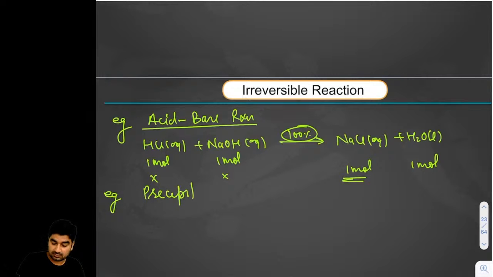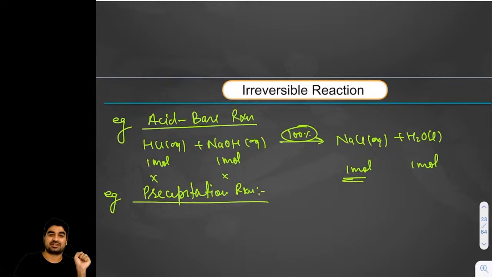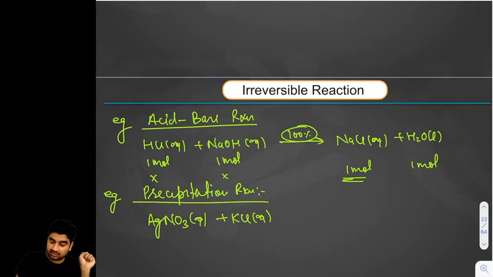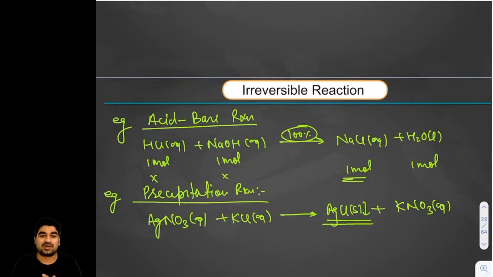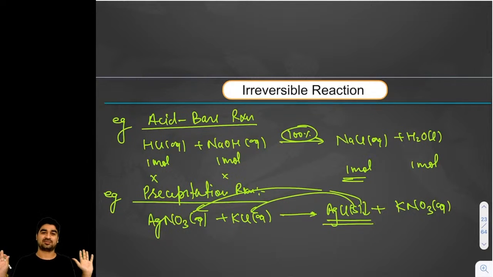Similarly, we can also take precipitation reactions. Once a precipitate is formed, you cannot convert it into its reactants. Suppose I'm taking AgNO3 aqueous and KCl. It will give you AgCl solid plus KNO3 aqueous. So guys, this is the precipitate form, and once this precipitate is formed, you cannot revert it into AgNO3 and KCl. That's impossible. And this reaction will again move to 100%.